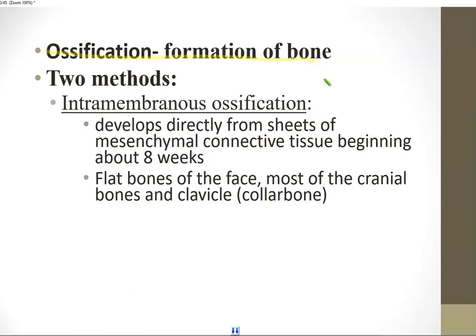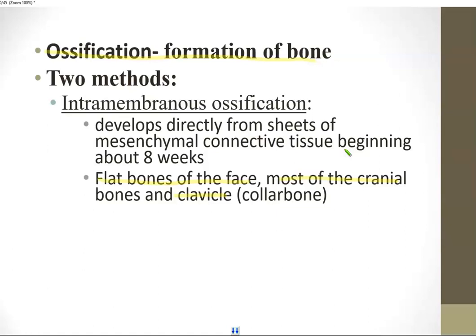We're not going to go into detail on this type because it can be kind of confusing. What I'd like you to know is that this is how your flat bones and most of your cranial bones were formed, and we're also going to see your clavicle was done by this type. This is that Fig Newton looking type of bone. This usually begins about 8 weeks into conception, so you start to see those flat bones around the face and the skull. They haven't come together. So this is intramembranous ossification.